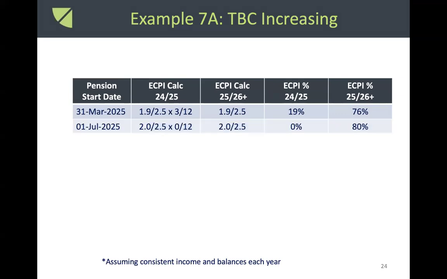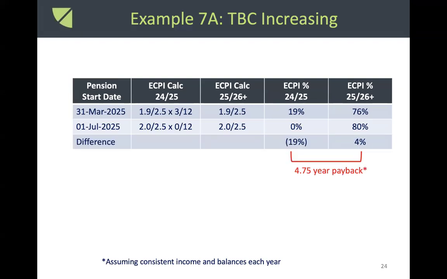If we start the pension on the 1st of July, you can run through the calculations that are there. We're going to have 0% ECPI this year because we're not starting the pension this year. And we're going to get 2 million out of 2.5 million, which is 80% ECPI in 25-26, and then in future years as well. So we have this trade-off: by delaying the pension, we sacrifice 19% this year and we get 4% every year in the future.